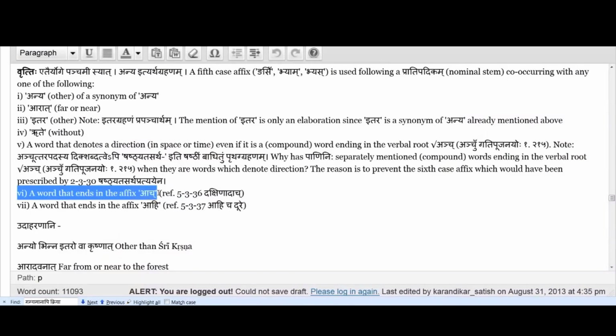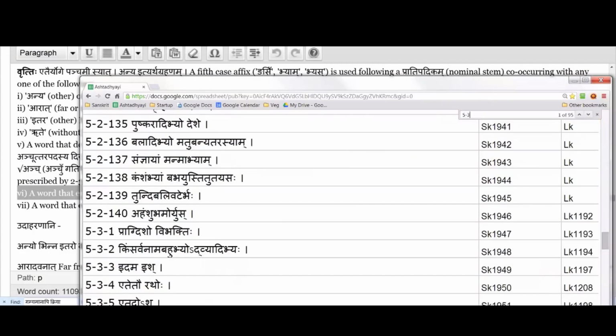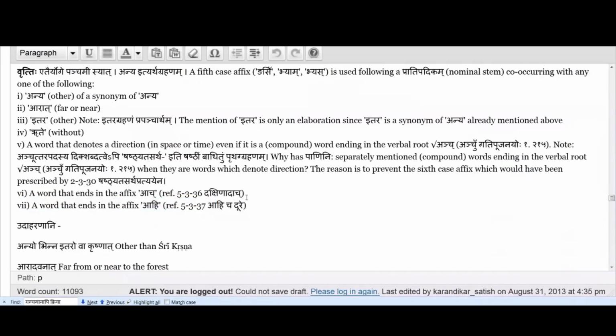Okay, the next one here is a word that ends in the affix ach. The reference here is to the Sutram 5.3.36, Dakshinadach. The next one is a word that ends in the affix ahi. The reference here is to the Sutram 5.3.37, ahi cha dure.